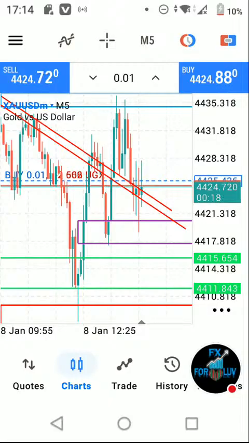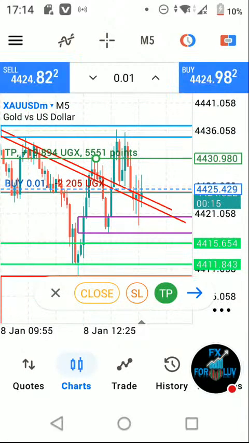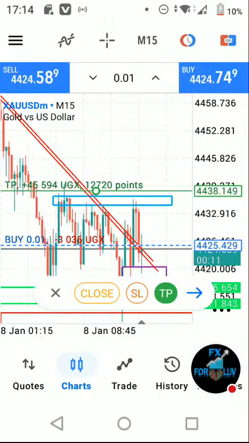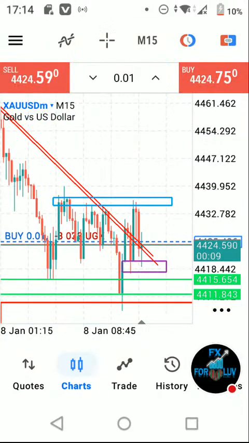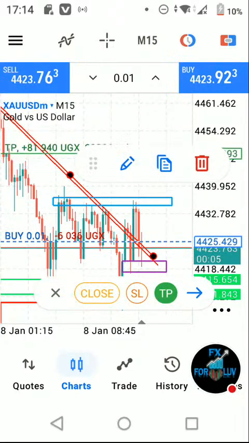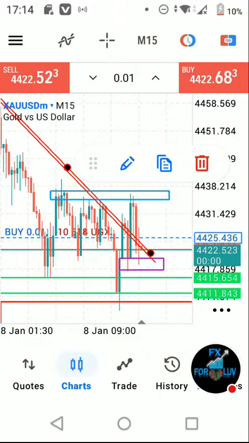So I know definitely if price pushes. So now what am I looking for? The move I'm looking for on price is not a very big move. I don't know why my whatever is getting a bit stuck.